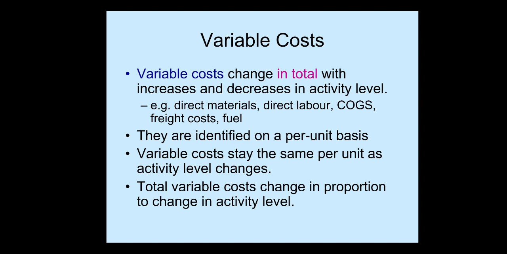One product, the cost, like if we use the example that I have given, 1 unit product, the cost is $4. 2 units product, the total variable cost will become $8. But the cost per unit is the same, $4. So total variable cost changes in proportion to change in the activity level or production units.